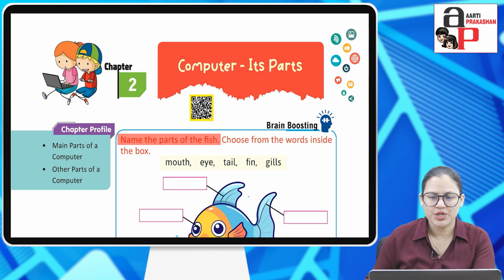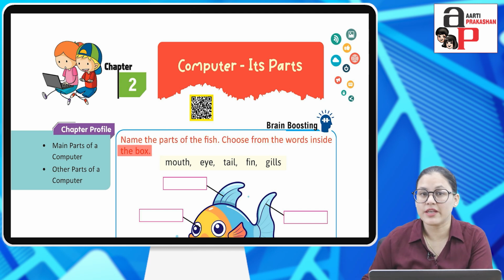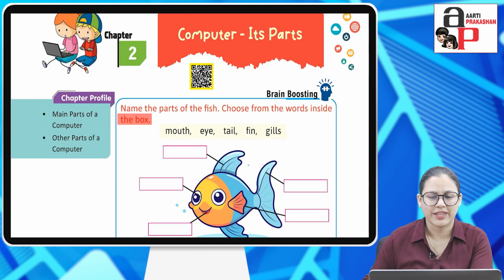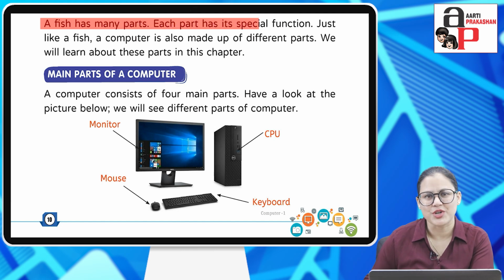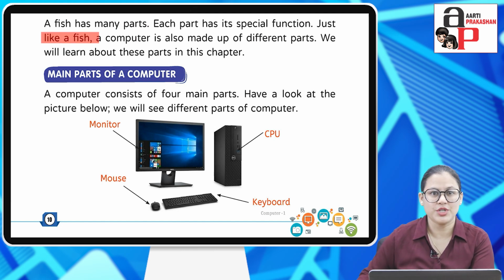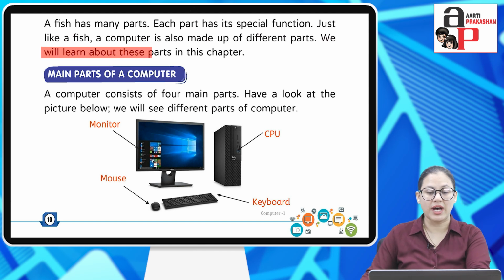Name the parts of the fish, choosing from the words inside the box. Okay, the picture is given over here. This is a fish and you have to name all the parts of this fish. A fish has many parts. Each part has its special function. Just like a fish, a computer is also made up of different parts. We will learn about these parts in this chapter.